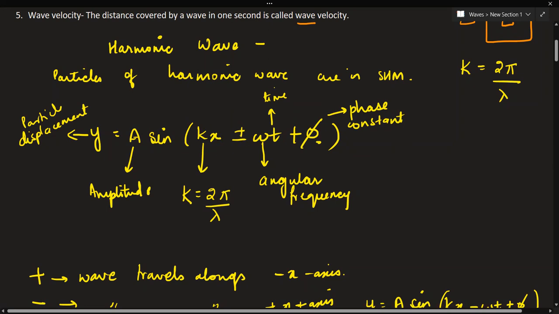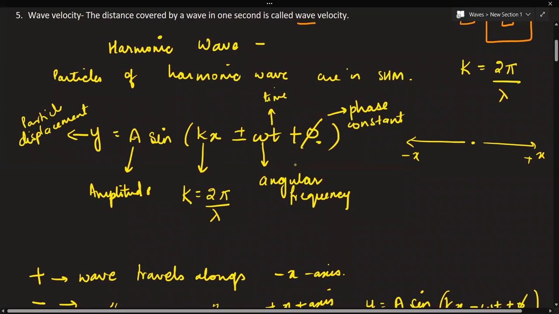Then see plus minus. You have to be careful when it will be plus and when it will be minus. This is my positive x-axis, and this is my negative x-axis. If the wave travels in the positive x direction, you will write the equation as y is equal to A sine (kx minus omega t). If it travels in the negative x-axis, then it is plus omega t. Just reverse it.